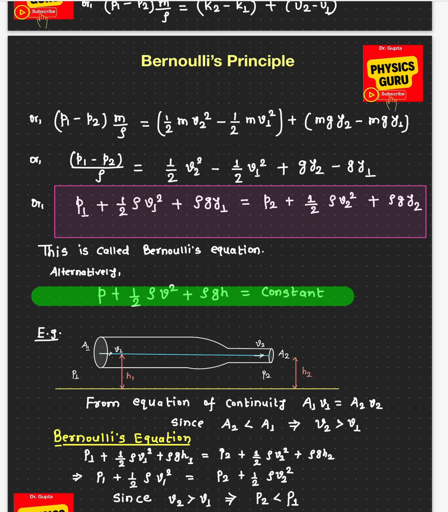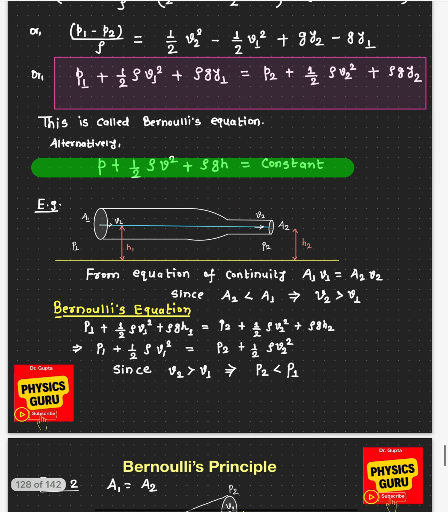Okay, so now let me give an example here. Let us consider again a pipe where the cross-sectional area changes from point 1 to point 2, but the height remains constant. So what happens to the velocity? What happens to the pressure? You can see the cross-sectional area has reduced. If you recall the equation of continuity, if the area has reduced, what should happen to the velocity? If the area reduces, then the velocity must increase, because of this continuity equation.